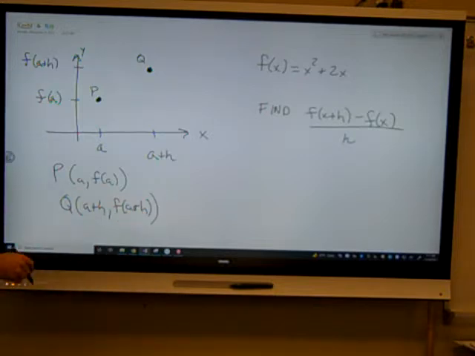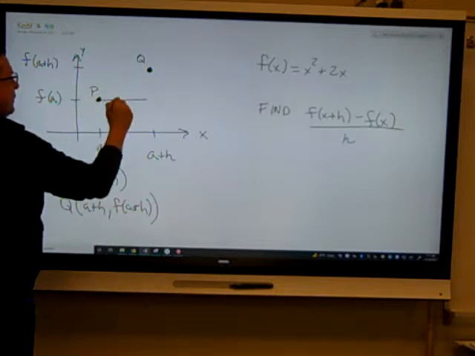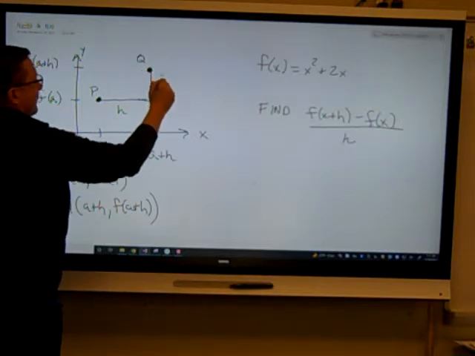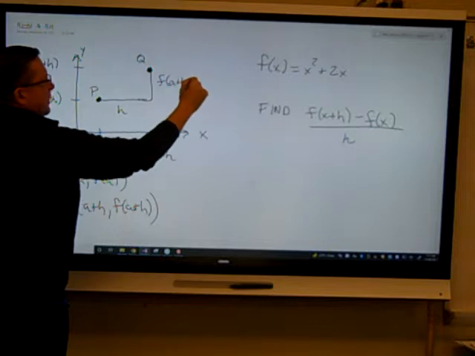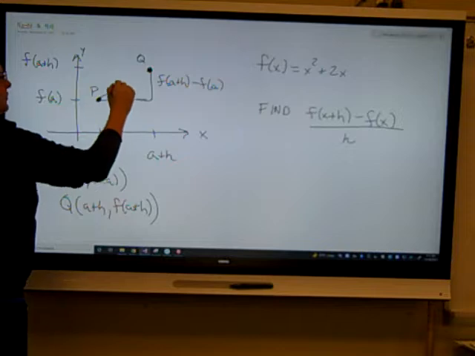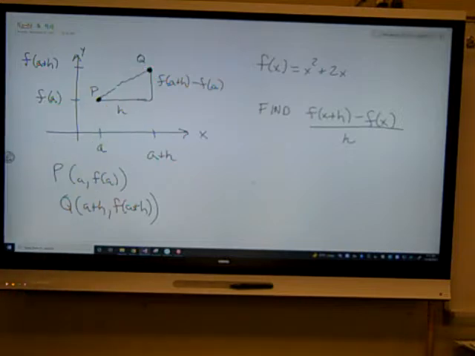And we've talked that we can find the slope, right? We can find the slope. We know that this is h for a run, and we know that this is f(a plus h) minus f(a) for the rise. And that'll give us the slope of that average rate of change between P and Q.